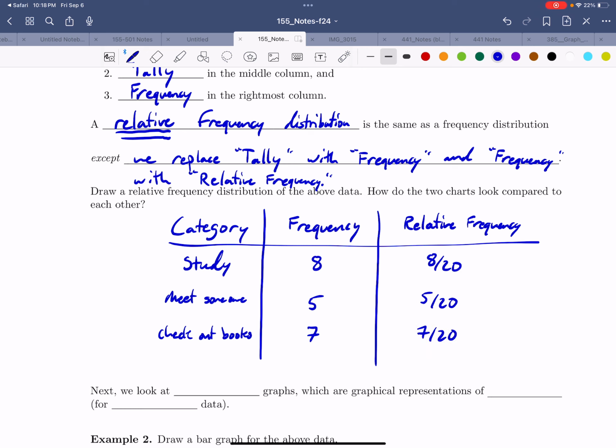And yes, of course, you could also write this as 2/5. Yes, of course, you could write this as 1/4. And no, of course, you can't reduce 7 twentieths. Just to let you know, on a quiz, I don't care about whether you reduce your fractions or not, unless the question says specifically to do so or not to do so.